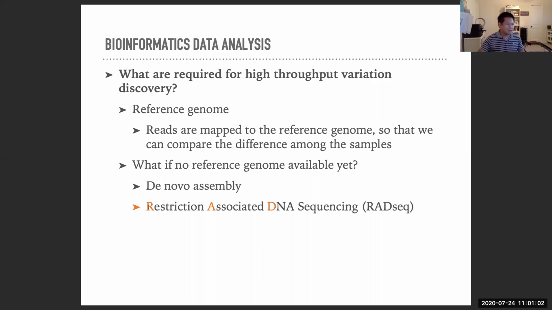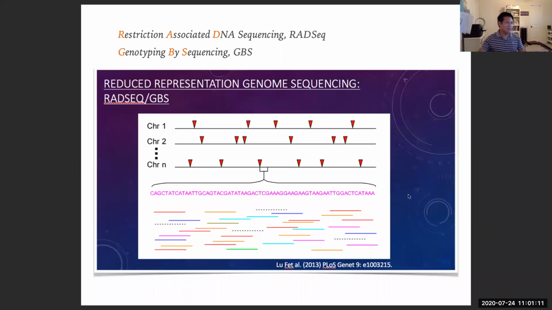So another approach is called RADSeq, or restriction associated DNA sequencing. This was a very popular one, and I think it's still popular. So the idea is, instead of sequencing the whole genome, because I don't have that reference genome, I pick an enzyme and digest with a specific enzyme, and only sequence the fragments that are close to this enzyme's cutting sites. That's why it's called restriction associated DNA sequencing. A different protocol was developed for this, and people call it genotyping by sequencing. So just different names. The idea is mostly the same.